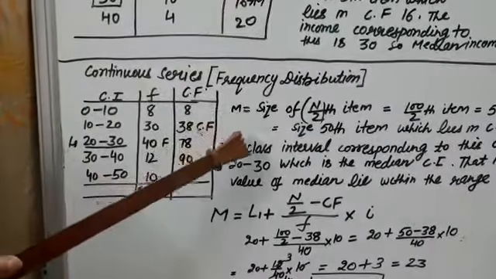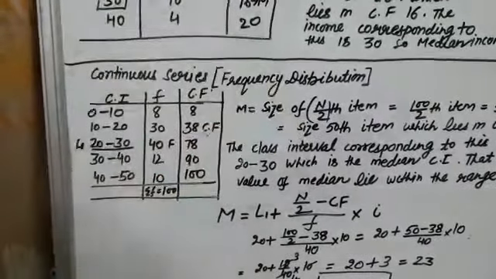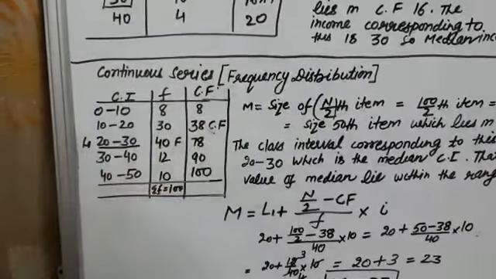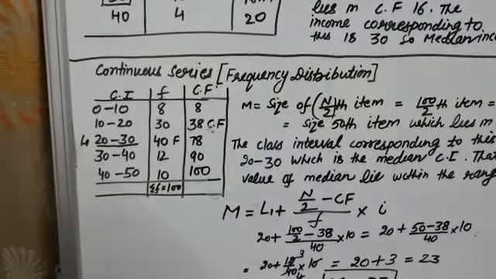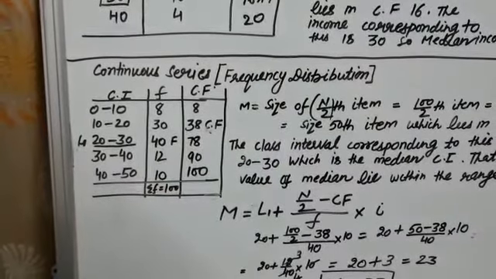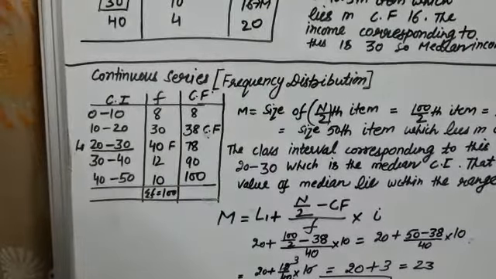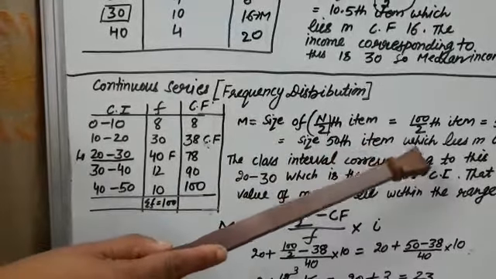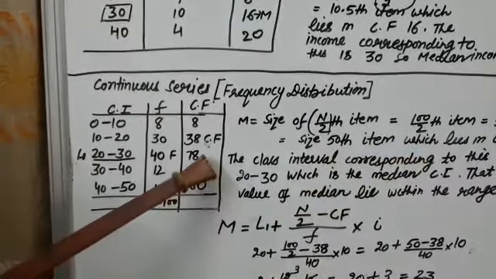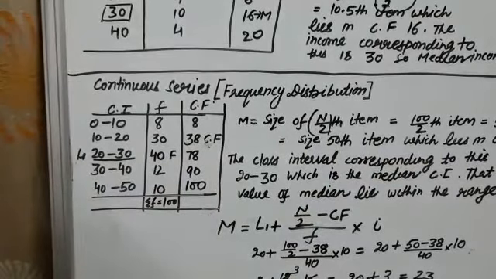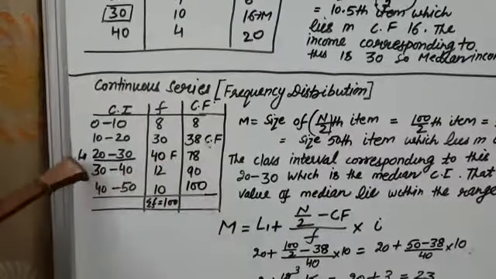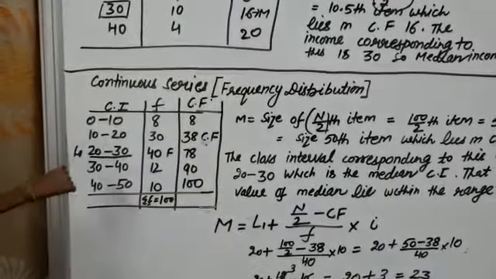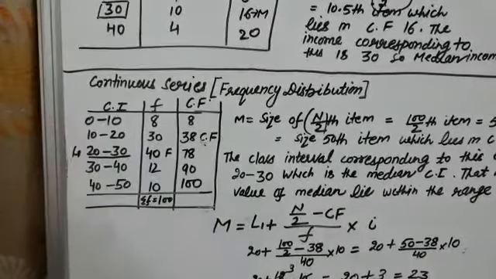So here the formula is median is equal to size of n by 2 th item. So here the formula is changed. It is n by 2 th item, which is equal to 100 upon 2, that is the 50th item. The 50th item first appears in cumulative frequency 78, and the corresponding class interval is 20 to 30. It means median lies somewhere between 20 to 30.